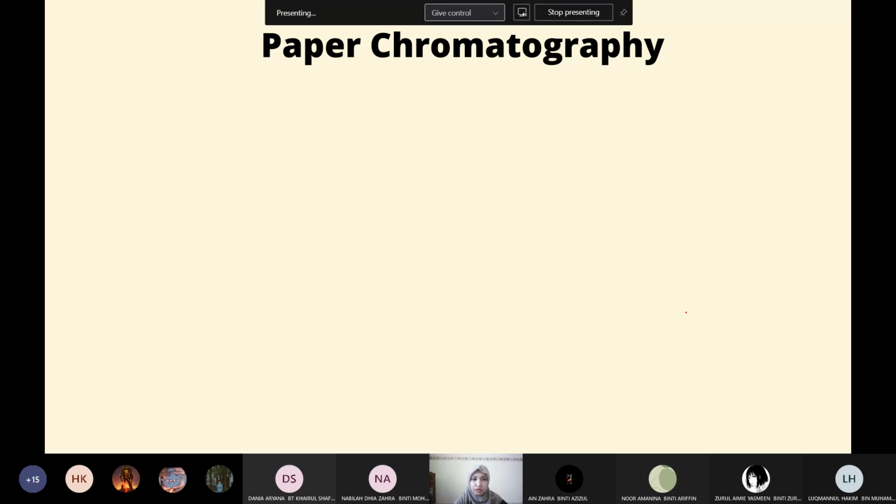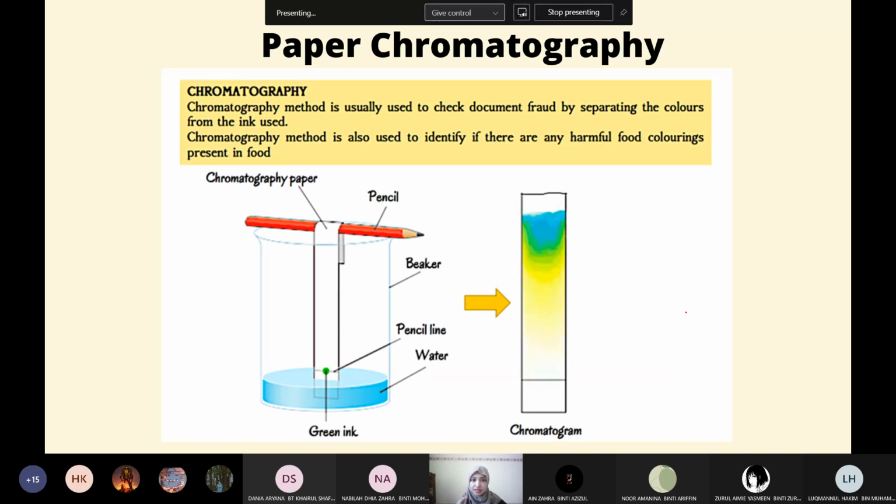Okay. For paper chromatography, what you need to know is that paper chromatography is another way to separate substances. Usually we use this method to separate dye, D-Y-E, dye in food coloring. Other than that, its function is that the chromatography method is usually used to check document fraud, same as before.